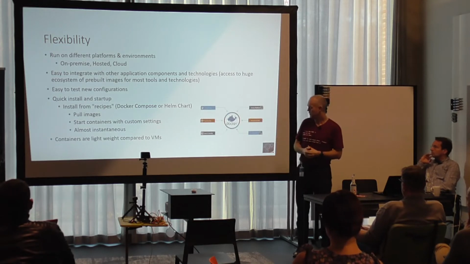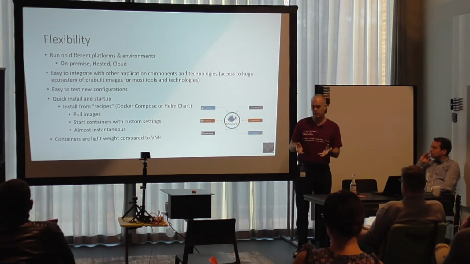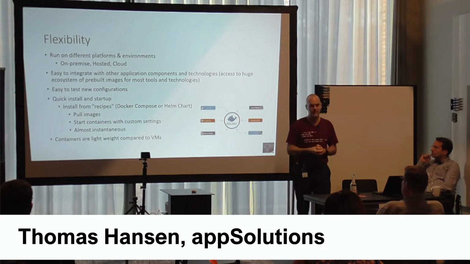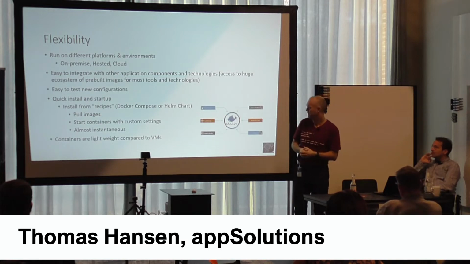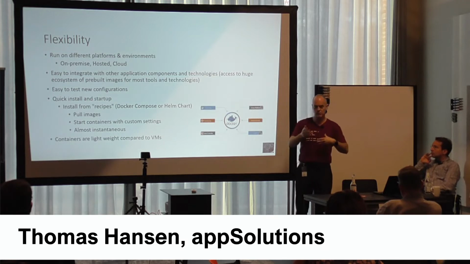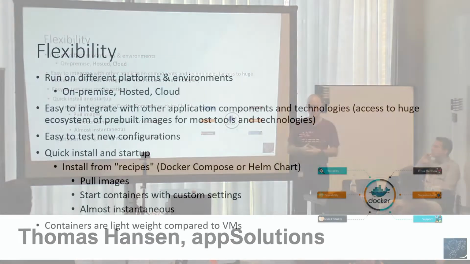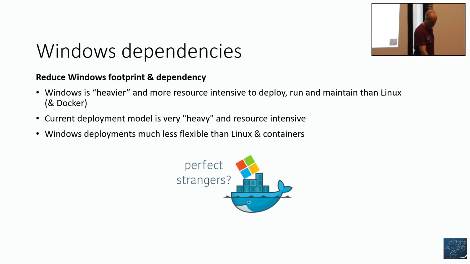We're going to talk a bit about recipes for starting up your container stacks. Using Docker Compose is going to be the primary focus of what we talk about here, but we also have things like Helm charts, which are recipes that are used for deploying applications into a Kubernetes cluster. And with these recipes, you pull the right images, depending on whether or not they're available already in your local environment, start containers with custom settings, and all of that happens pretty much instantaneously. And the other thing is that containers are very lightweight compared to virtual machines.